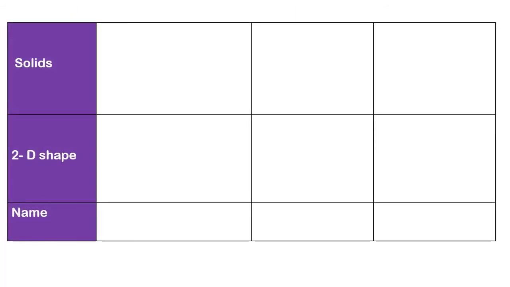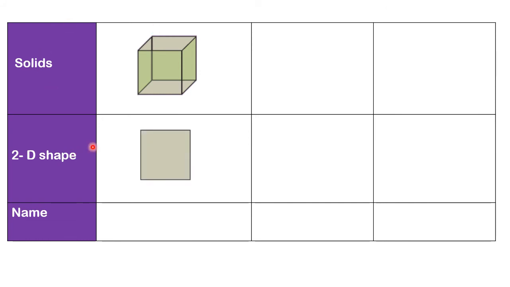Next, we are going to cross sect and find out which 2D shape we get when we cut any 3D shape. The first one: the name of this 3D shape is cube, isn't it? When we cut the cube straight, what shape will we get? We'll get a square. The name of this 2D shape is square.